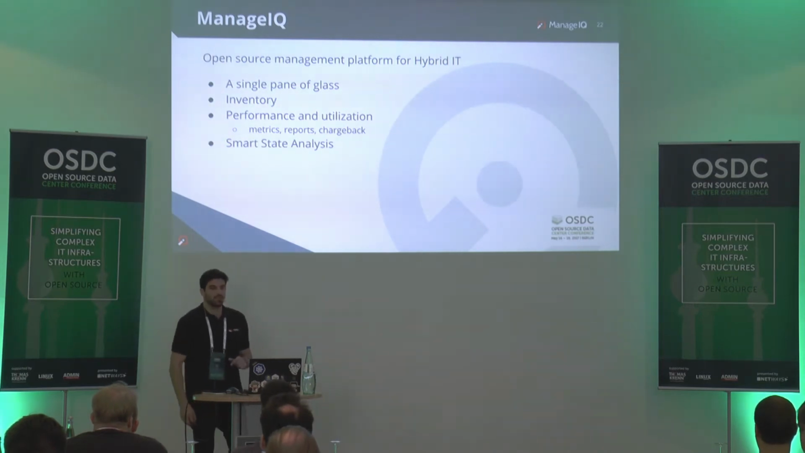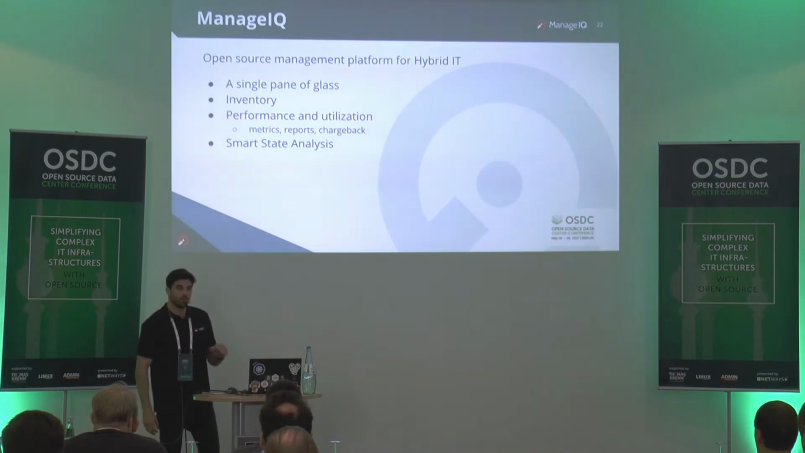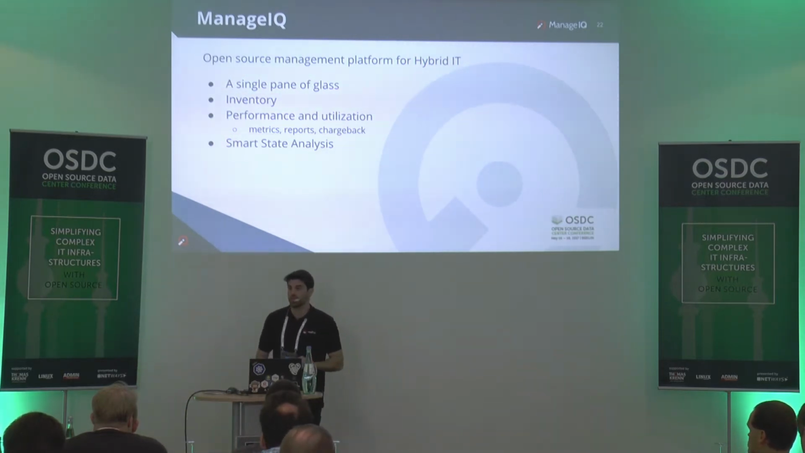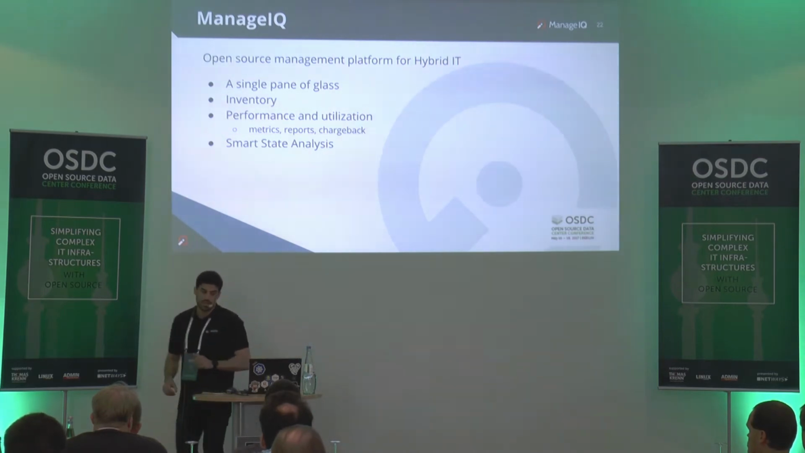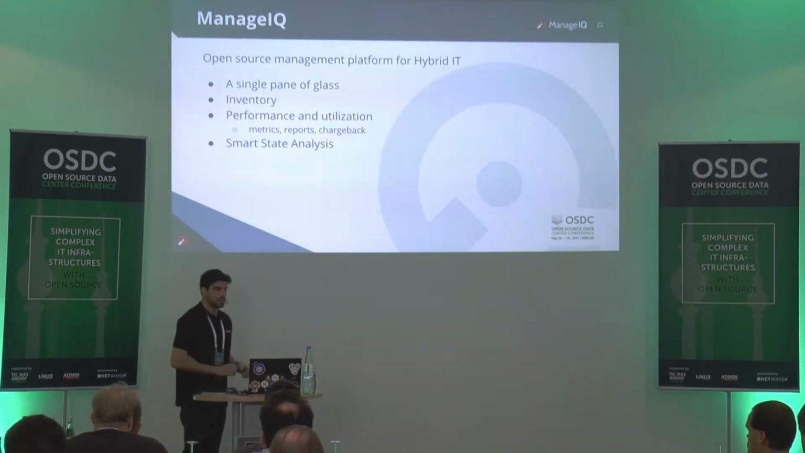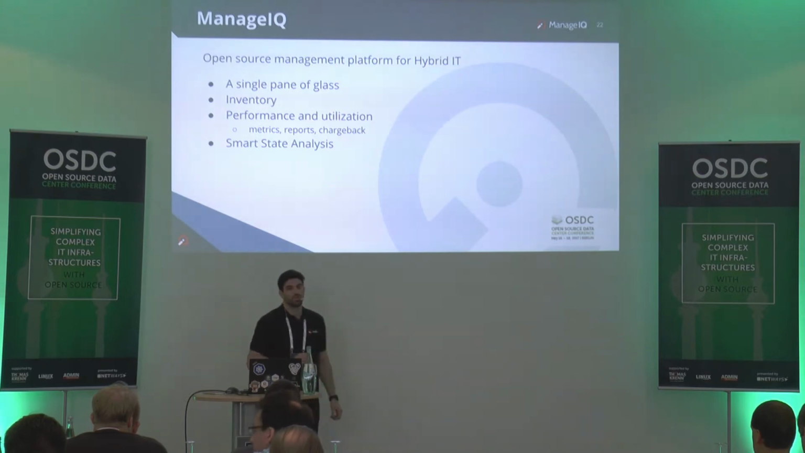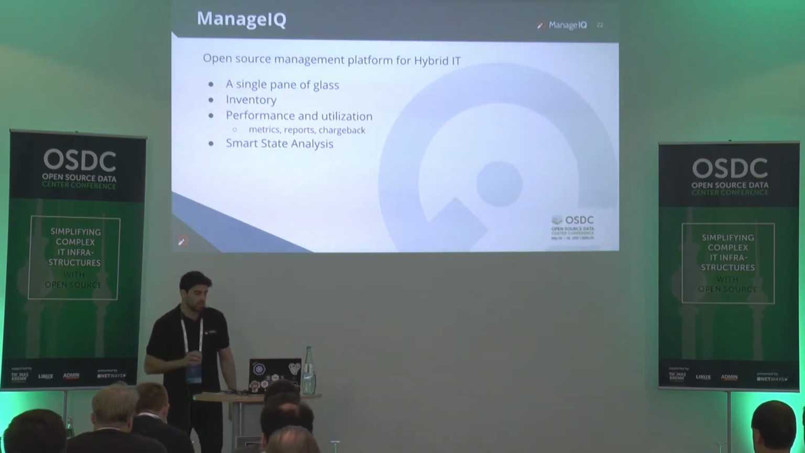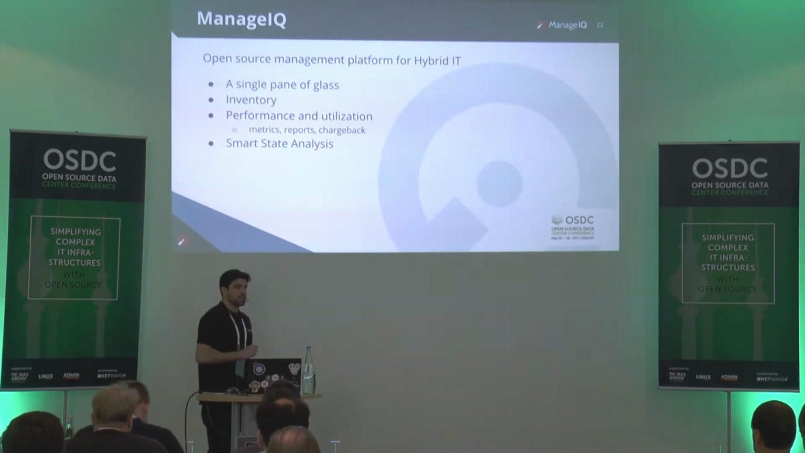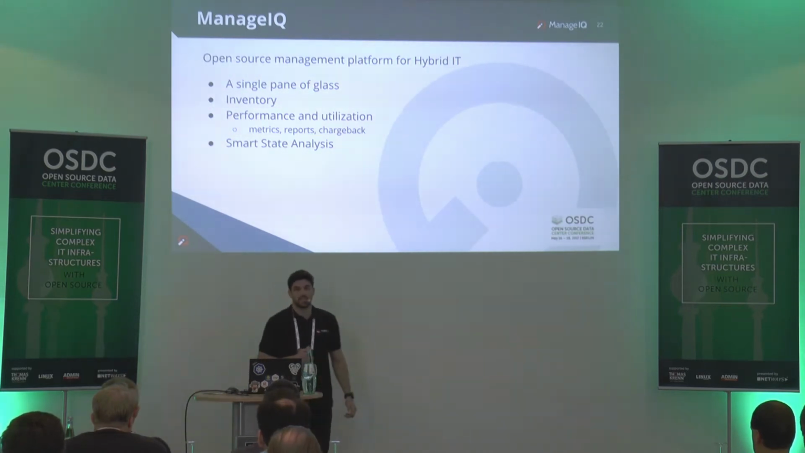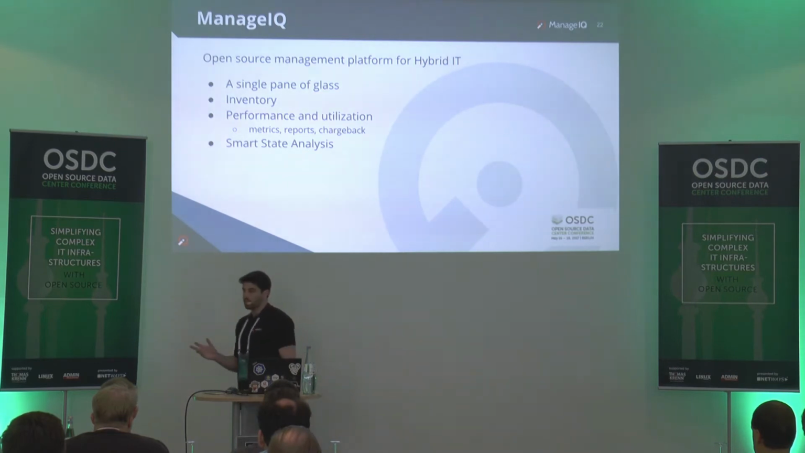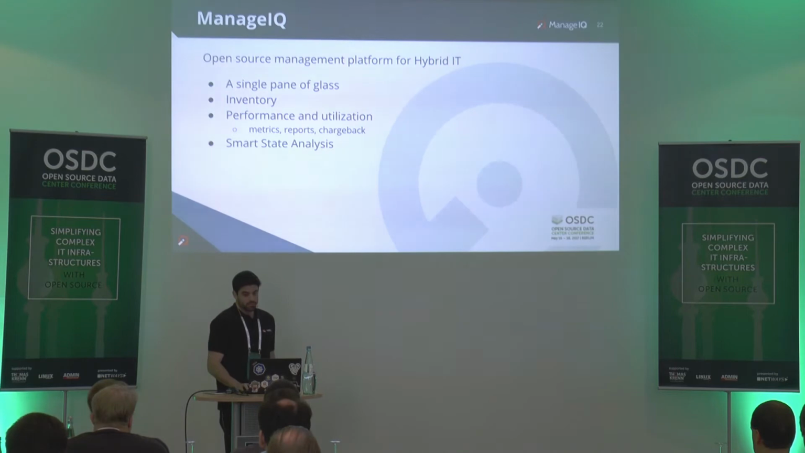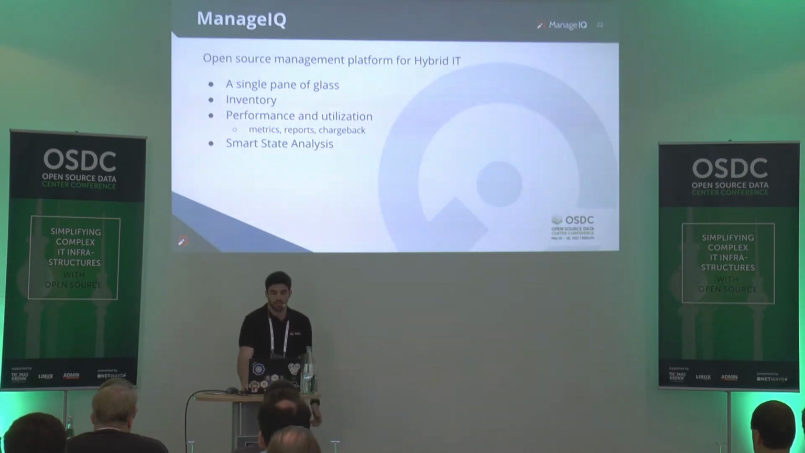Smart state analysis is the ability to inspect objects in real time. For example, if we have a container image and we want to know what's inside of it, we can run a scan that is called smart state analysis, and we can find out exactly which packages are in this container image. And also, for example, we can test it against the latest CVEs using OpenSCAP, and get a mark for these CVEs.